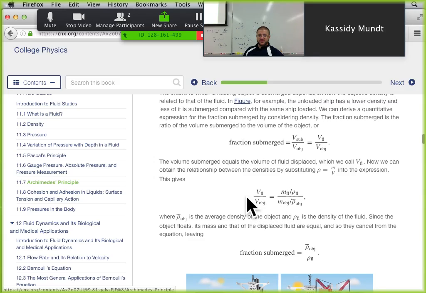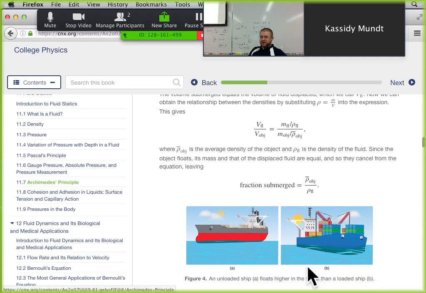And here they show some of these other equations. If you have a fraction of an object submerged, not the entire object, you can use this equation: the volume submerged divided by the volume of the object equals the volume of the fluid displaced divided by the volume of the object. But then you can also replace volume with mass divided by density here. And then the fraction of an object submerged is equal to the average density of the object divided by the density of the fluid. It doesn't even have to be the displacement. It's just density of object divided by density of fluid that will tell you how much of an object will be submerged.